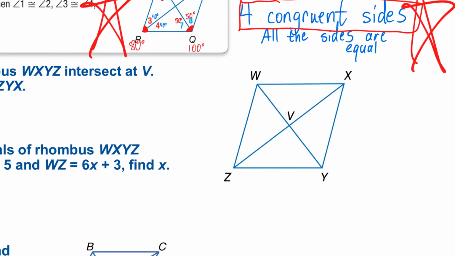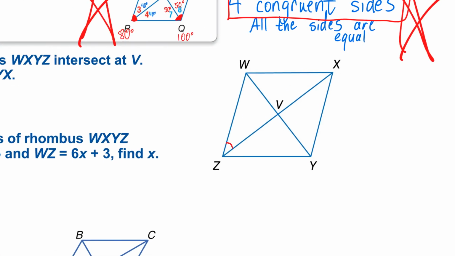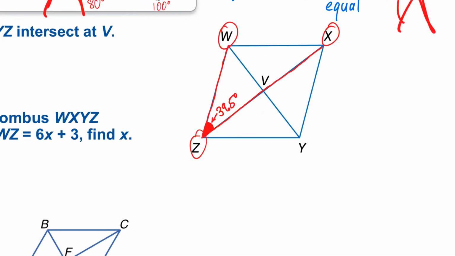So WZX is actually this angle right here. Okay. This is WZX because you got W, Z, X. So it's this angle right here. It says that this angle is 39.5 degrees. And what it wants to know is for us to find ZYX, which is this whole angle right here.